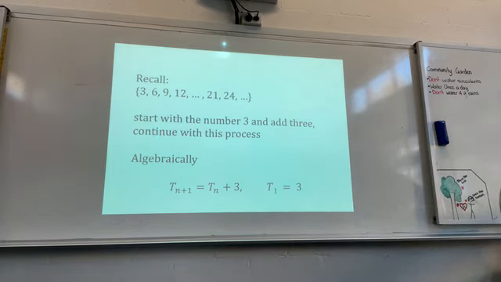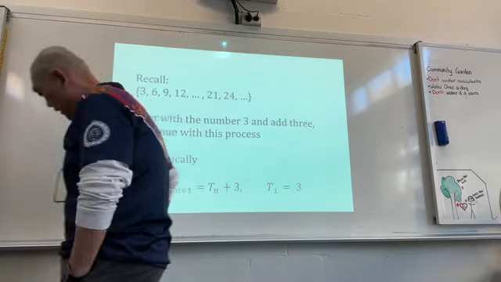So yesterday I gave you a series of numbers: 3, 6, 9, 12, continuing with a break to 21, 24, and then it continues, going on and on and on. So I described it as: start with the number 3, add 3, and then continue with this process. Or algebraically, I could write down Tn plus 1 equals Tn plus 3, T1 equals 3.